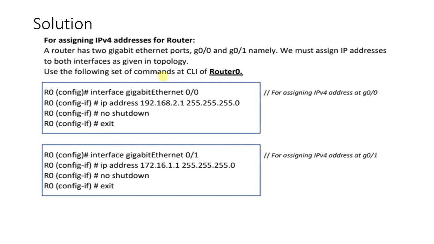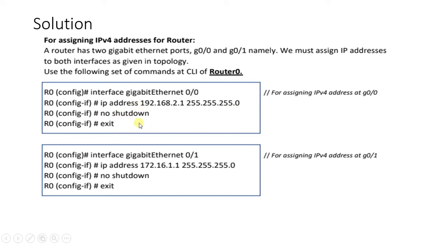Now for assigning IPv4 addresses for the router, as I already told you, our router has 2 gigabit Ethernet ports, gigabit Ethernet 0/0 and gigabit Ethernet 0/1. We must assign IP addresses to both the interfaces, and you have to be very careful what IP address can be assigned to the router. So first interface will go interface G0/0. Because this is connected to the 192.168.2.0 network, our second command will be ip address 192.168.2.1, 255.255.255.0 is the subnet mask, and then no shutdown.